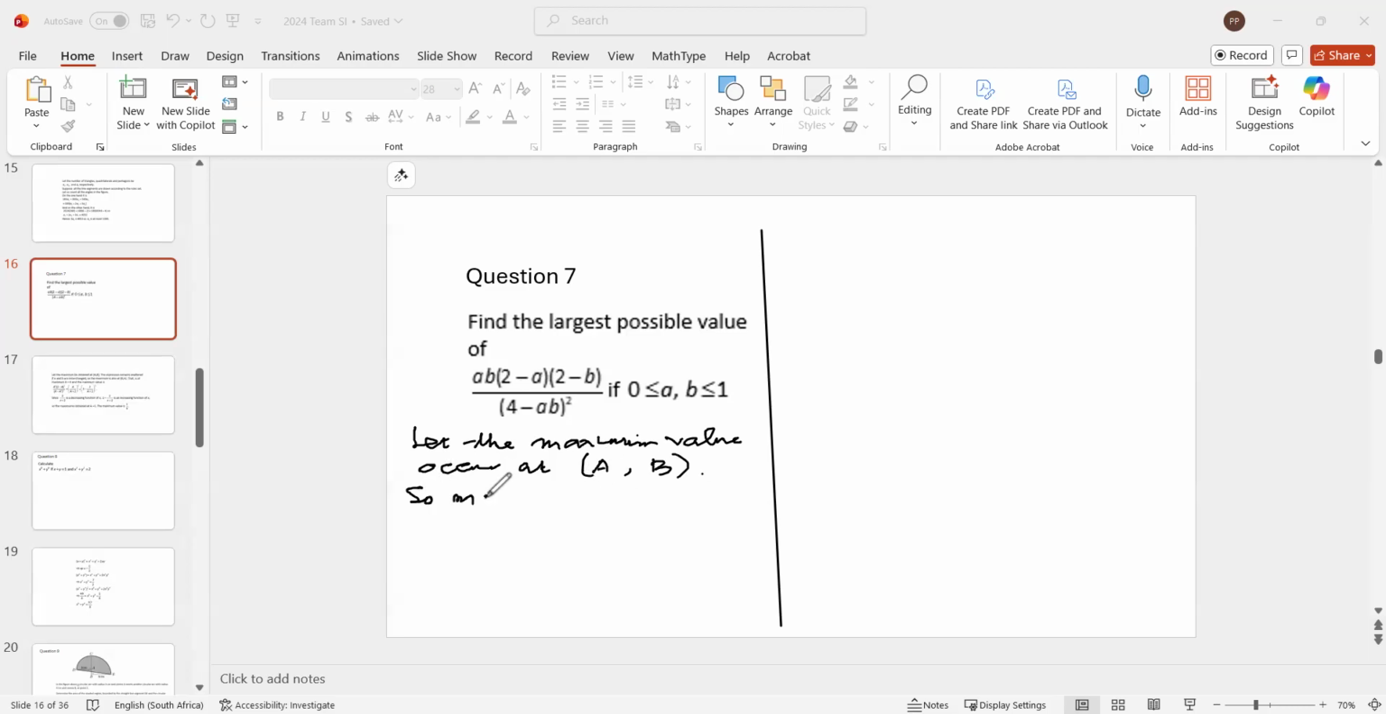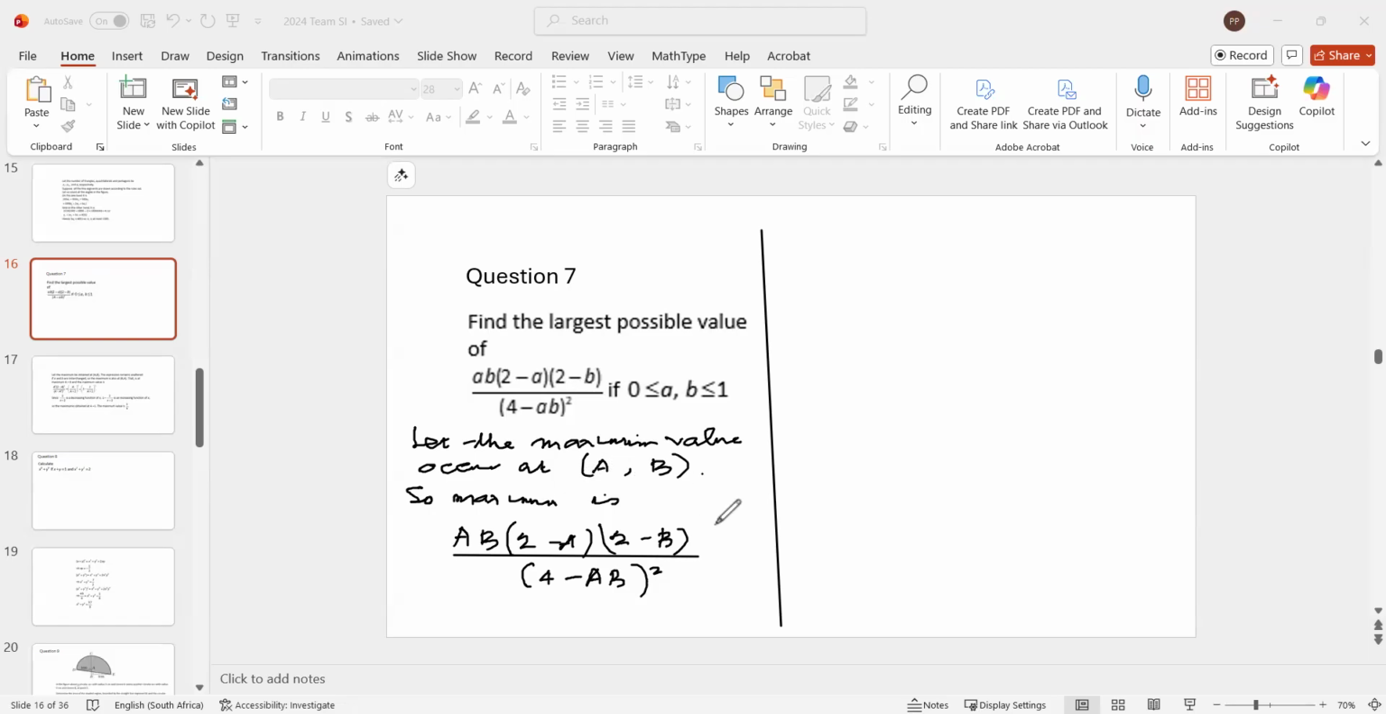So the maximum is AB, 2 minus A, 2 minus B, over the denominator, which is 4 minus AB, all squared, with capital A and B. Now, this means that no matter which other point you have satisfying these conditions, this value will be smaller than that value. This is the maximum value.